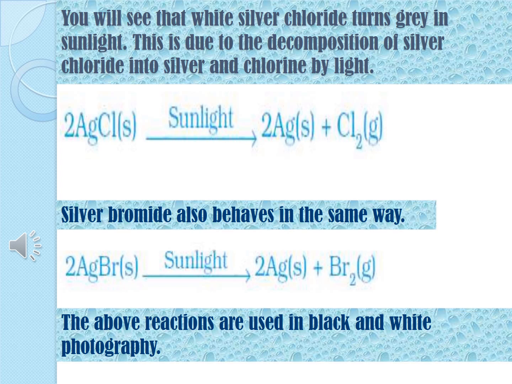silver chloride decomposes to give silver plus chlorine. You'll see that white silver chloride turns grey in sunlight. This is due to photodecomposition of silver chloride. In the same way, silver bromide in the presence of sunlight decomposes into silver and bromine. These reactions are used in black and white photography. Students, it is a very important question that why silver chloride and silver bromide decompose in sunlight.